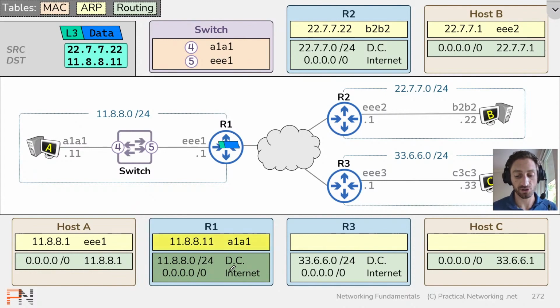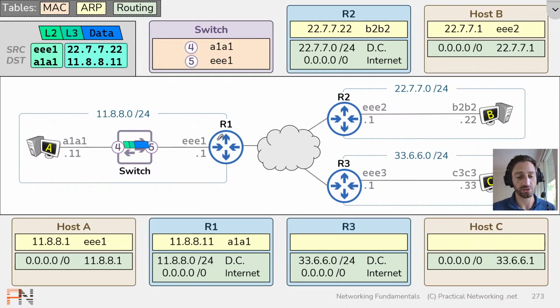Then router 1 is going to consult its ARP table to see if it knows how to get a packet to the IP address 11.8.8.11. In this case, it does, which means router 1 has everything it needs in order to put together a layer 2 header to get a packet to the destination MAC address A1A1, which is host A's MAC address. Now, this will be sent on the wire out by router 1, where it'll arrive on the switch.